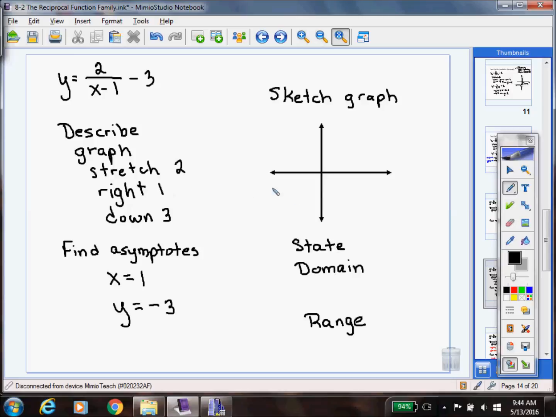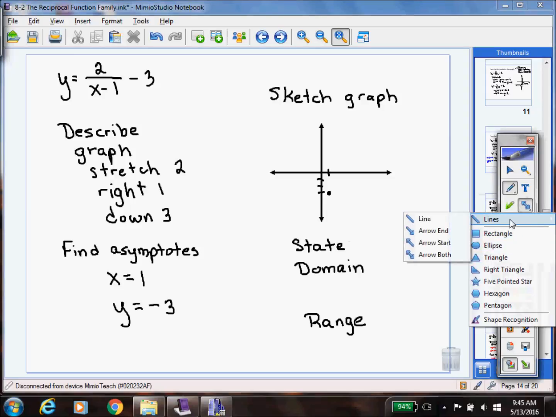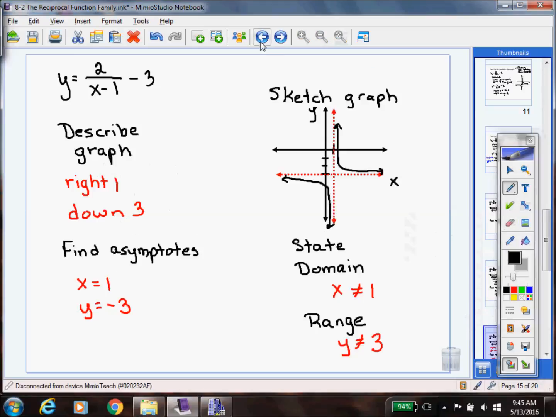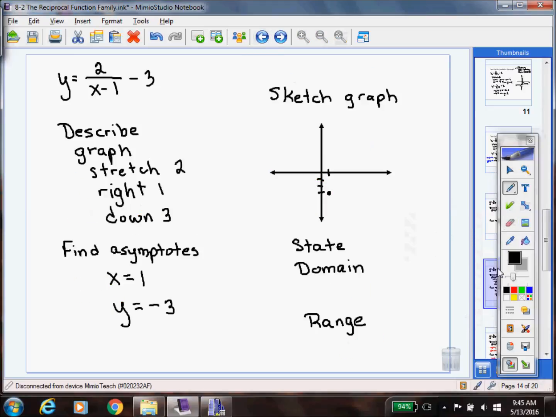So we will move right 1. We're going to go down 3, place the point, and draw in your asymptotes. Remember, they're not actually part of the graph, so we need to make that into a dashed line rather than a regular line.